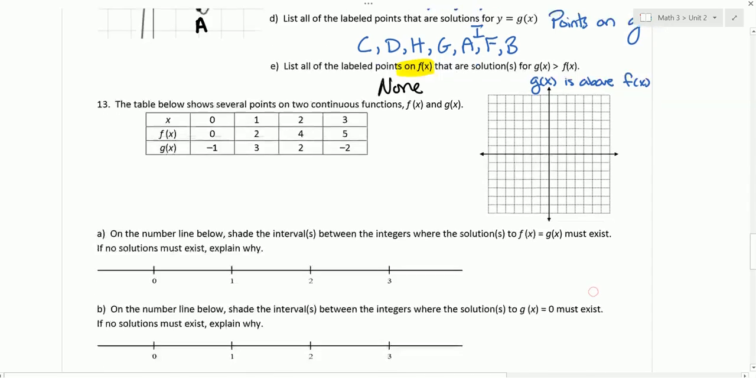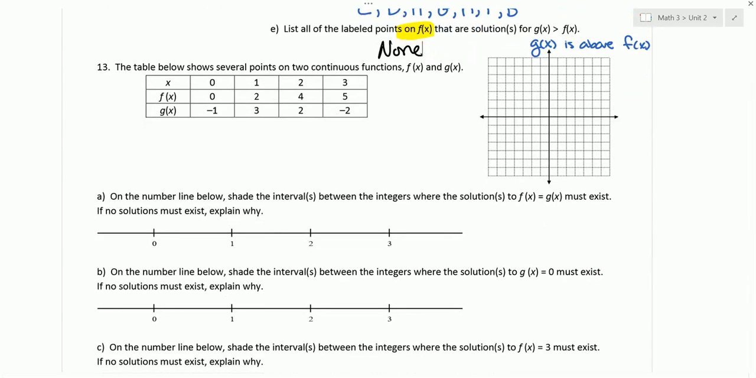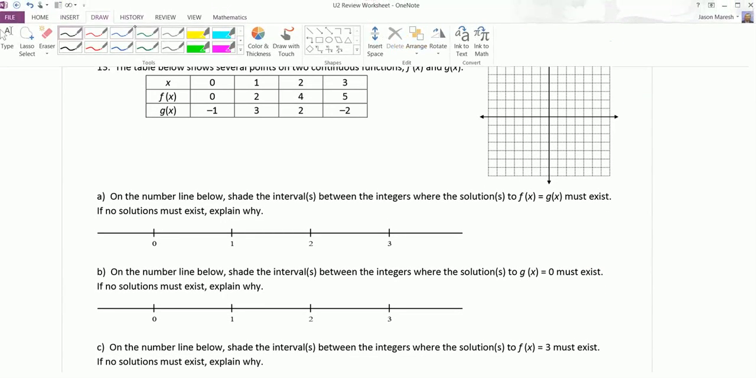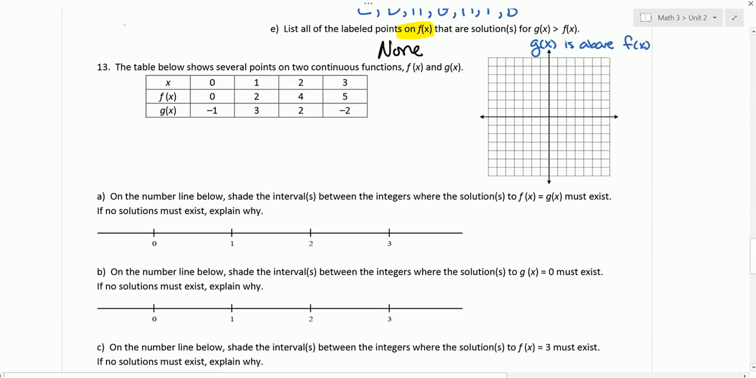Okay, on to number 13. 13 tells us the table shows several points on two continuous functions, f of x and g of x. And so I'm going to graph what's given here.